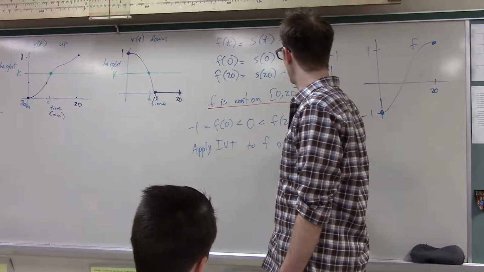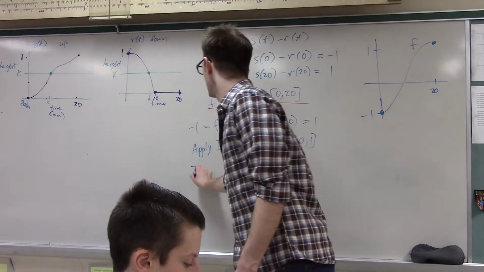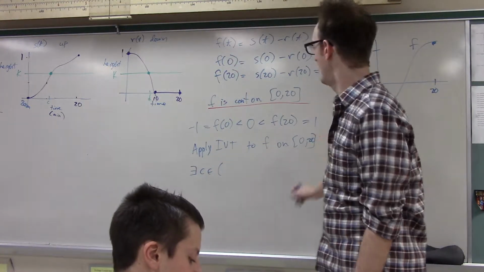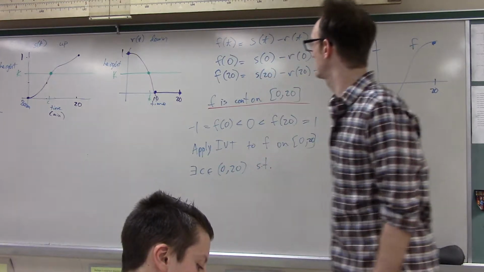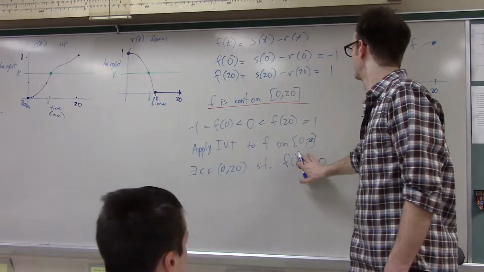f on the interval 0, 1, and what this says is that there must exist a c on the interval 0, 20. There exists a c on the interval 0, 20 such that f of c equals 0.